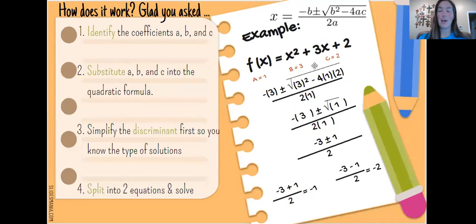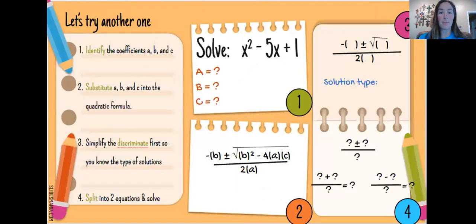And yes, I'm sure some of you are going, but I could factor that. Factors of 2 are 1 and 2, and those add up to 3, and we could factor. But I wanted to show you guys kind of an easier problem that we could use the quadratic formula for. All right, so let's continue on. Let's look at another one.